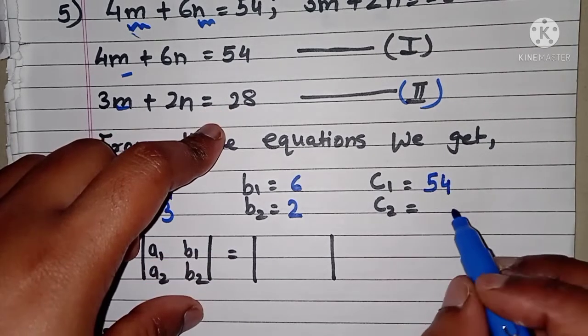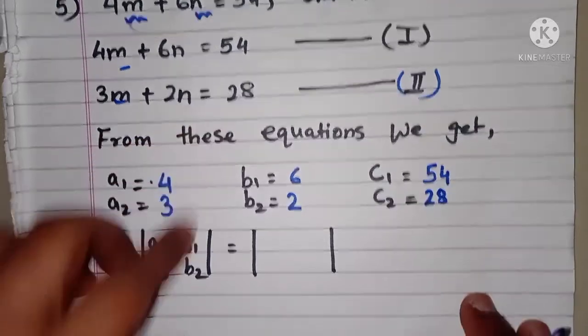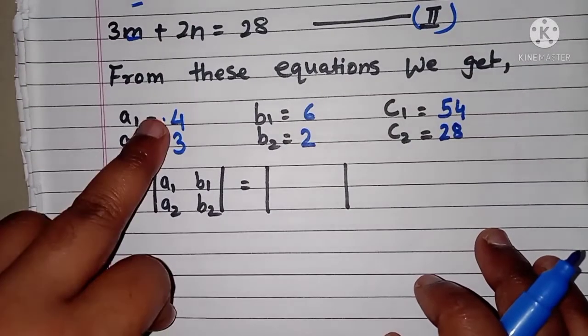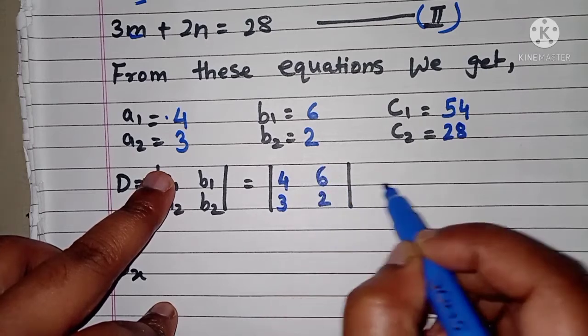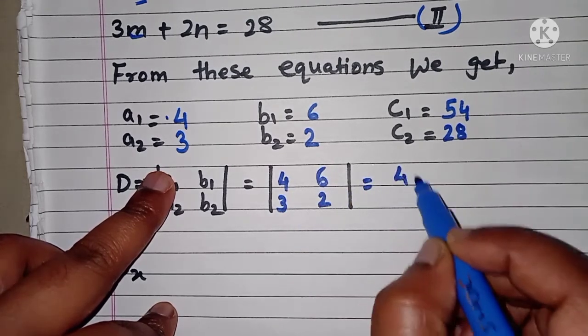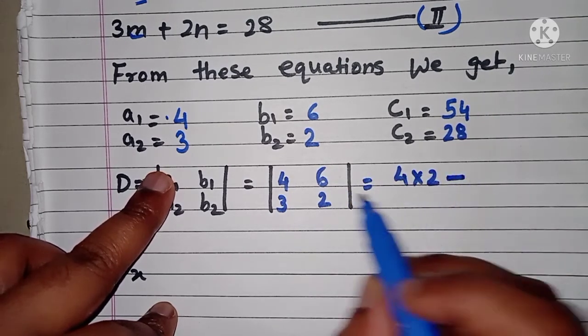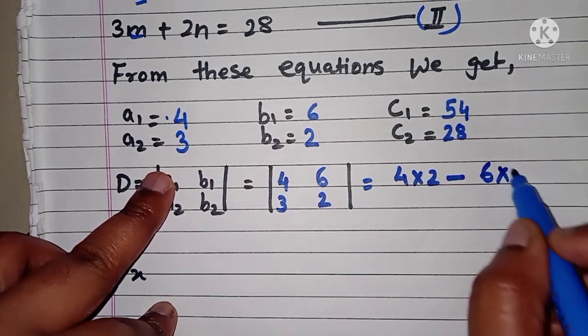54 and 28. Now we will find out D. D is very simple. 4 3 6 2. 4 2s are, main minus 6 into 3.